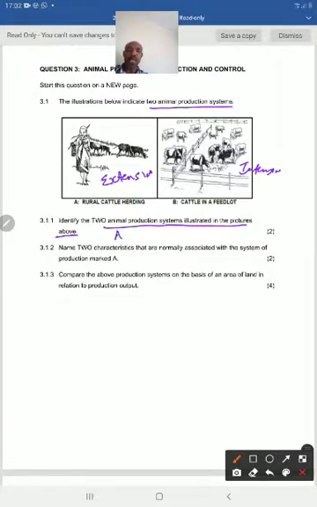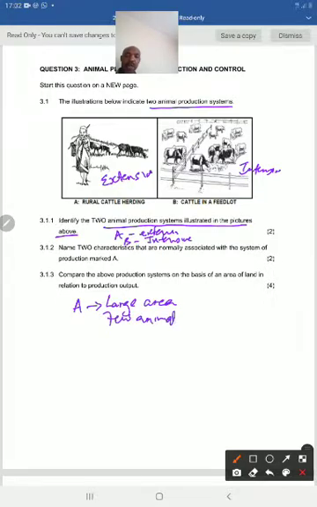So you will say A, it's extensive, and B, it's intensive. You can even give reasons. Name two characteristics that are normally associated with the production system in A. So in A, that is extensive, you can see that A has got a large area and few animals, or we can say few animals, it's low density.